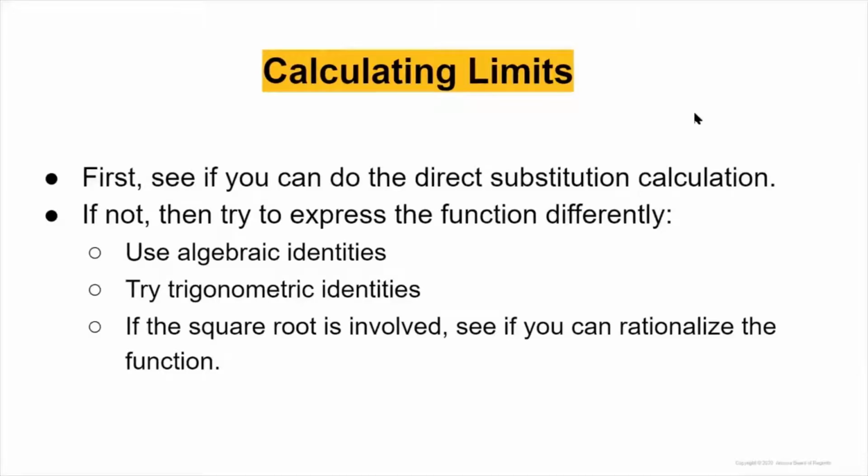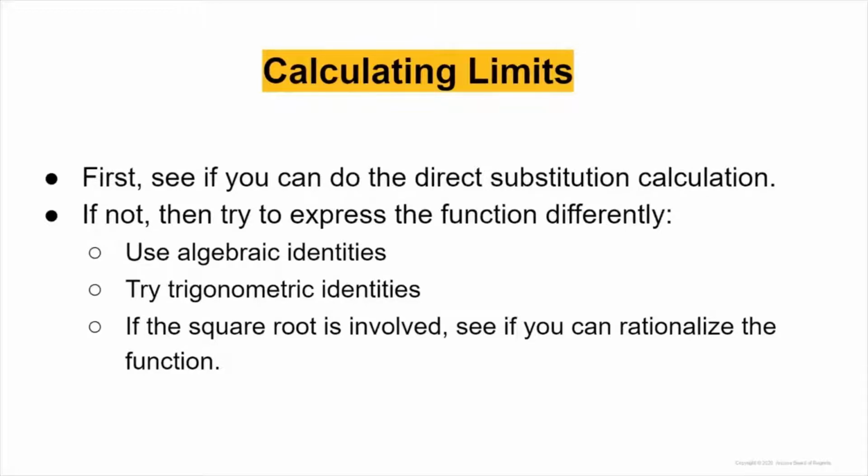When it comes to calculating limits, the main skill lies in understanding what property you need to use. Can you use direct substitution? Direct substitution is just putting in numbers and calculating the result of the function. Or do you need to change the function? Do you need to use algebraic identities to change its form? Do you need to use strict formulas to maybe convert sine and cos into cot and tan? Or if a square root is involved, sometimes you might need to rationalize the problem.